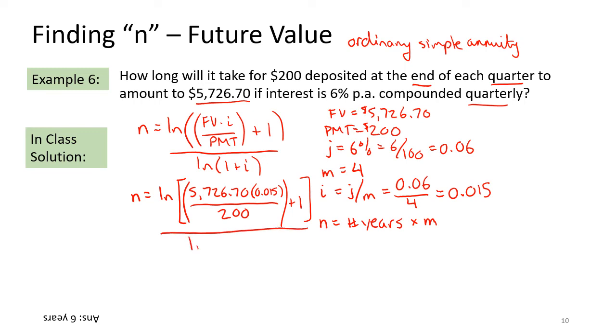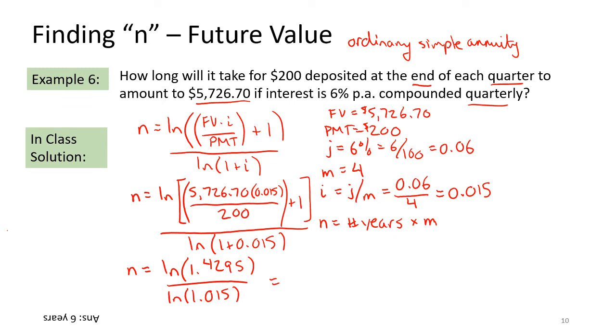That's all divided by the ln of 1 plus 0.015. Okay, so I'm going to show you this in a couple steps. So n should be equal to the ln. If you calculate everything else out in this numerator, you get ln of 1.4295. And in the denominator, you should receive the ln of 1.015. Okay? So that will give you an answer.